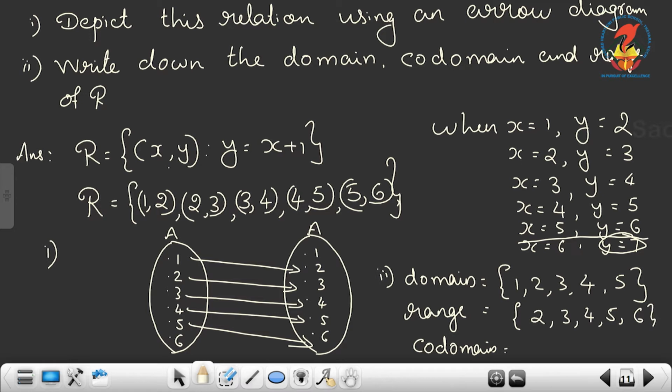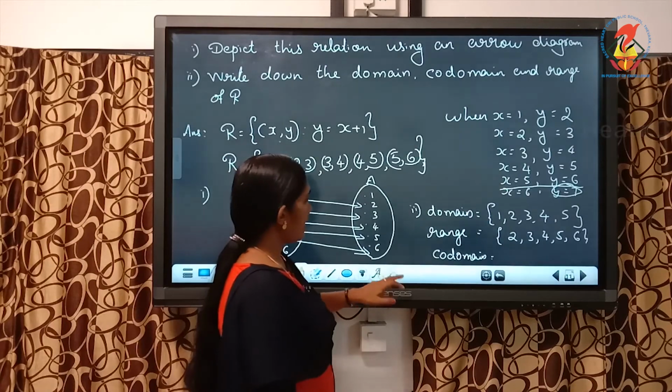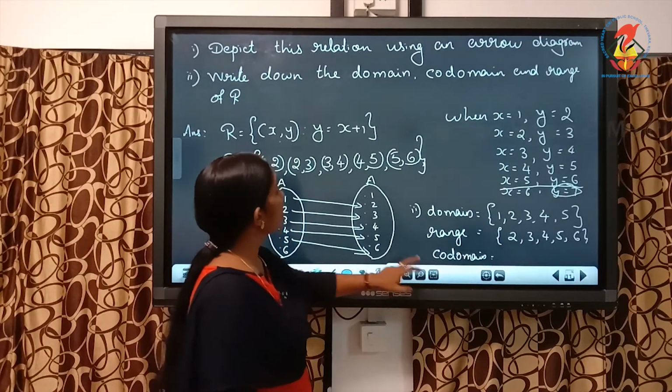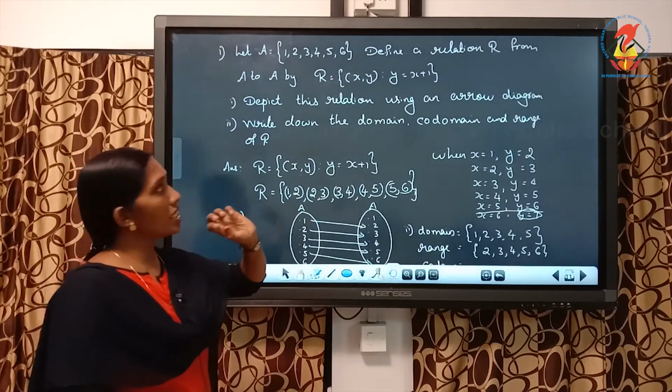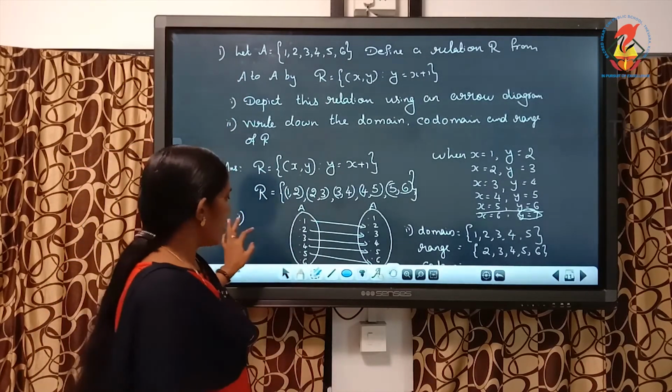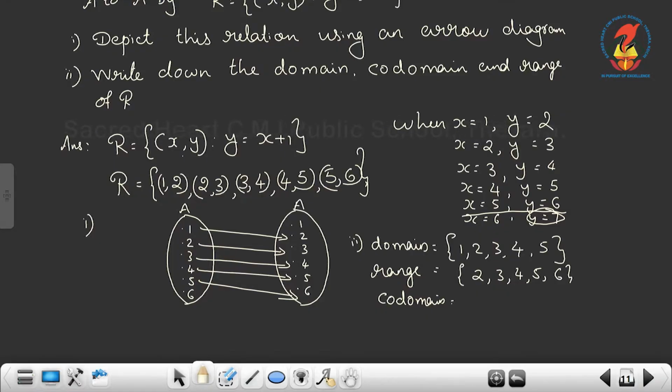Okay. What is the codomain? Codomain is the second set. Second set is what? Second set is A itself. This relation is from A to A. So you can write codomain as A, or this set 1, 2, 3, 4, 5, 6, that is same as A.